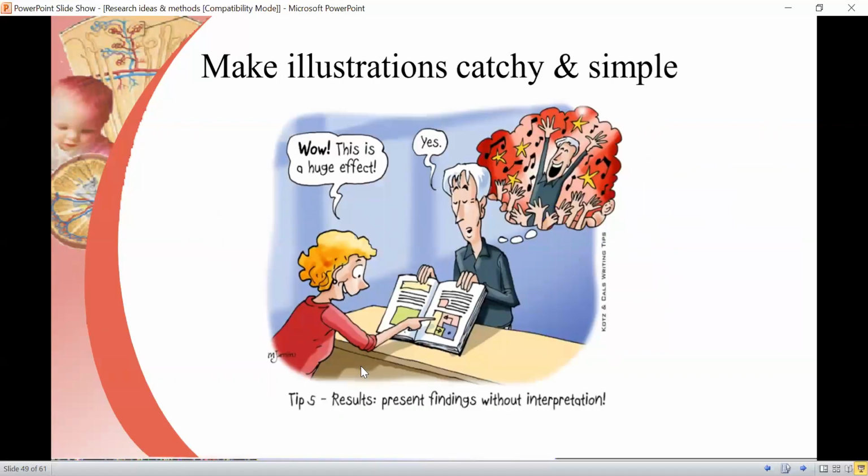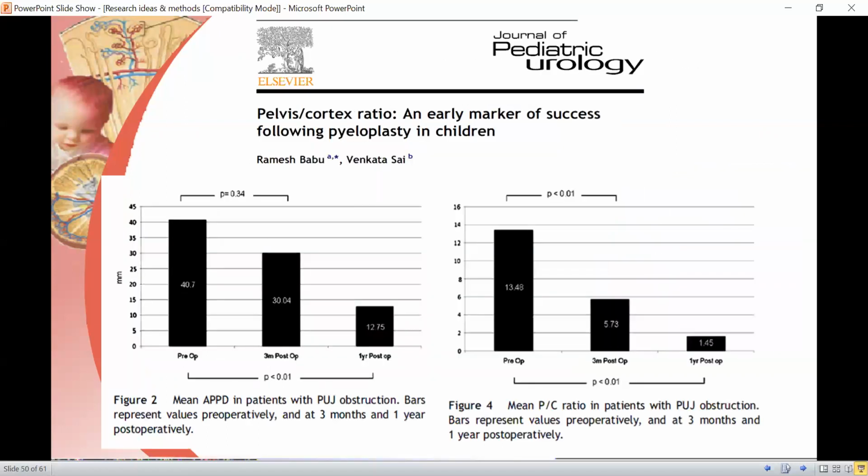So the illustrations, although they have to be catchy, have to be simple also. For example, in this paper on pelvis cortex ratio as a marker for success, what we wanted to establish was that when we use the AP pelvis diameter alone, only at 1 year we found a significance. Whereas when we use the pelvis cortex ratio, we found a significance at 3 months itself. So although it is a simple bar diagram, it tells you that using a pelvis cortex ratio, you are able to predict the success at 3 months itself.